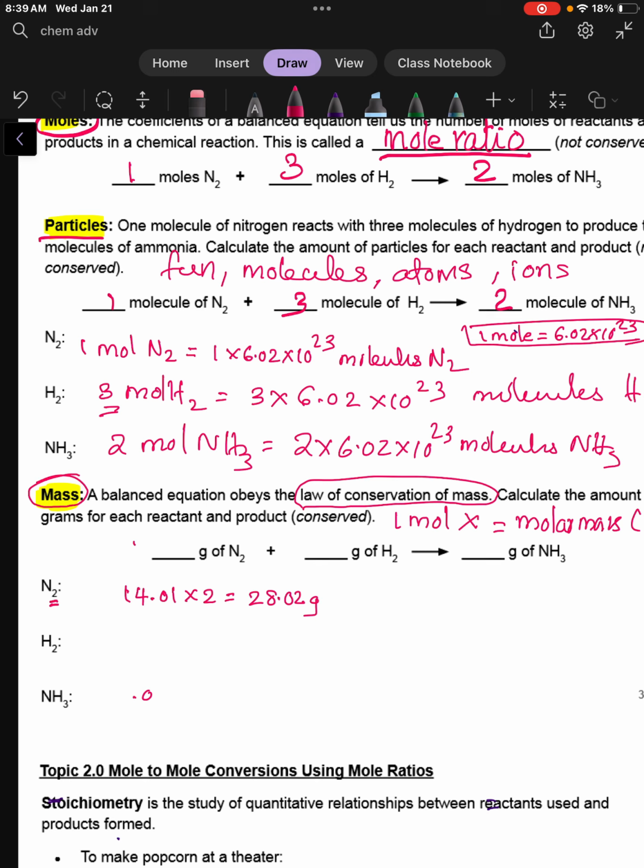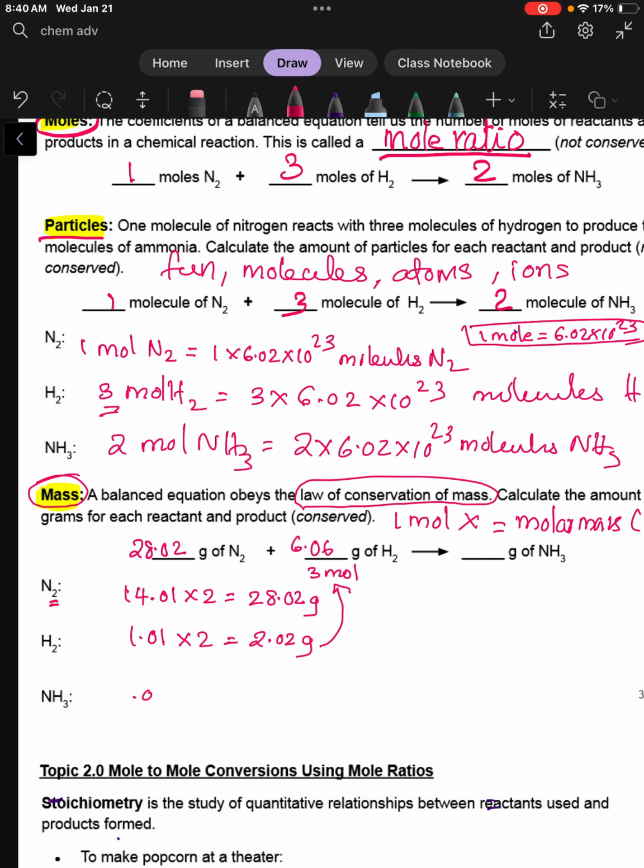That is the mass of 1 mole of nitrogen. You multiply with 2 because the subscript is 2. Same for hydrogen, 1 hydrogen is 1.01. Multiply that with 2, which will be 2.02 grams. Since there are 3 moles here, and 1 mole is this much mass, I multiply with 3. So you will get 6.06 grams.